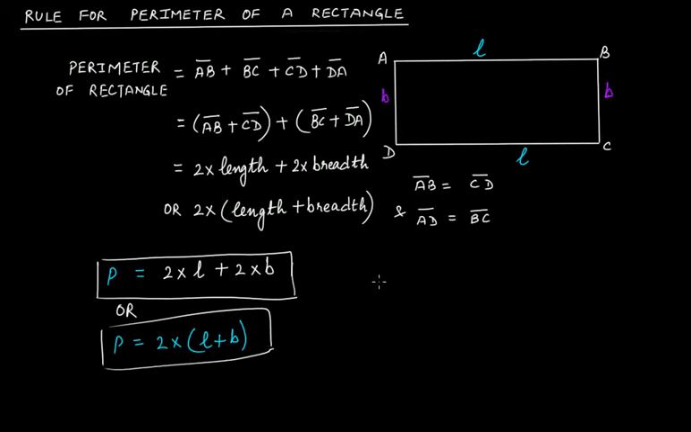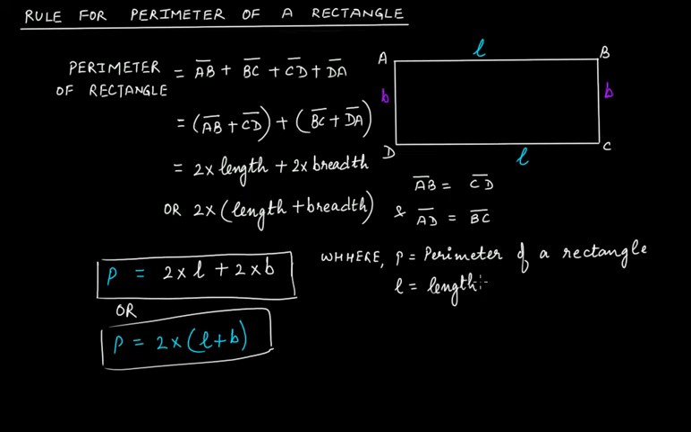Now, what's important is that you have to tell what P is. So you will always have to mention that where P is equal to perimeter of a rectangle, and we have L as length of the rectangle, and B is breadth of the rectangle.